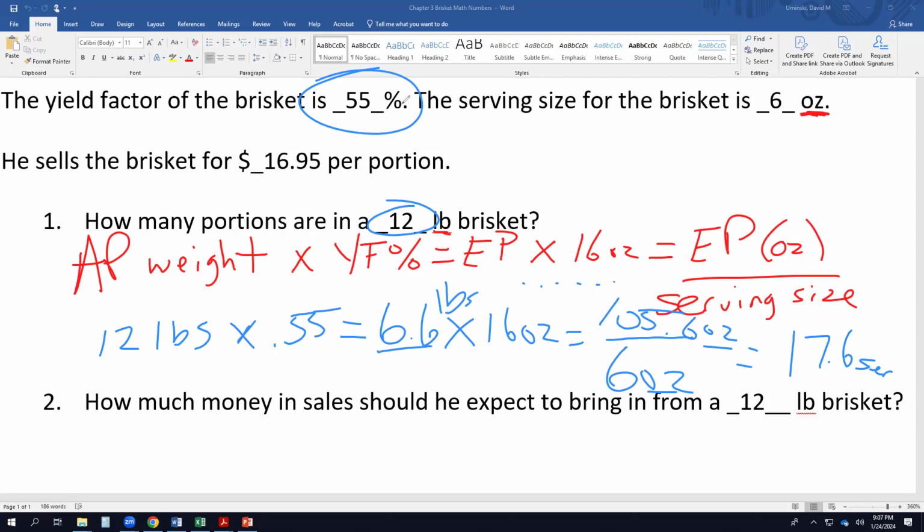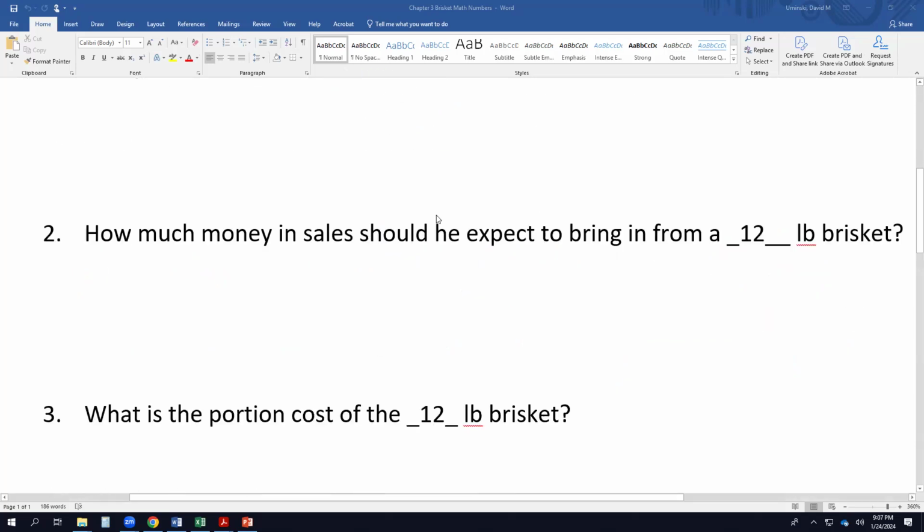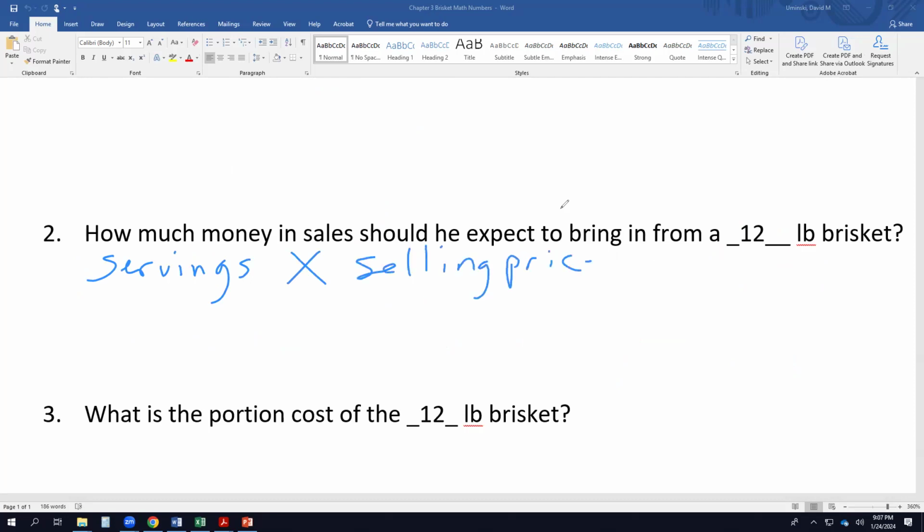Now let's go down to the next one. Number 2, the same thing. We're going to do the formula at the top, and on the bottom we'll actually put the numbers in. The formula for how much money in sales should he expect to bring in from a 12-pound brisket: we're going to take the number of servings times the selling price. Number of servings times the selling price. That's our total sales.